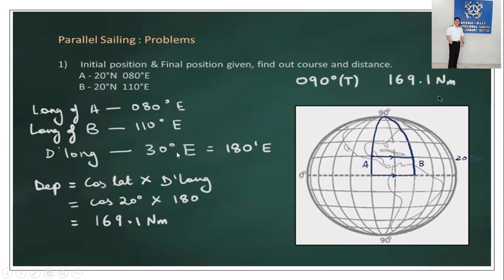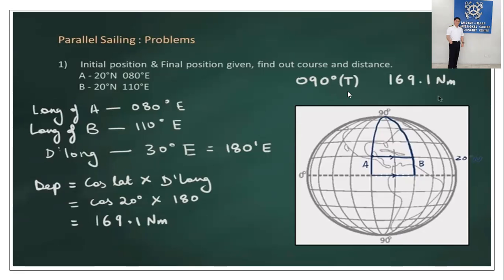Since 1 degree is 60 minutes, 30 times 60 is equal to 1,800 minutes east. Okay, 180 minutes east. So, therefore, we will use the departure formula since we require the departure. Cosine latitude, which is 20 degrees, times d long, which is 180 minutes, is equivalent to 169.1 nautical miles. So that is the answer.